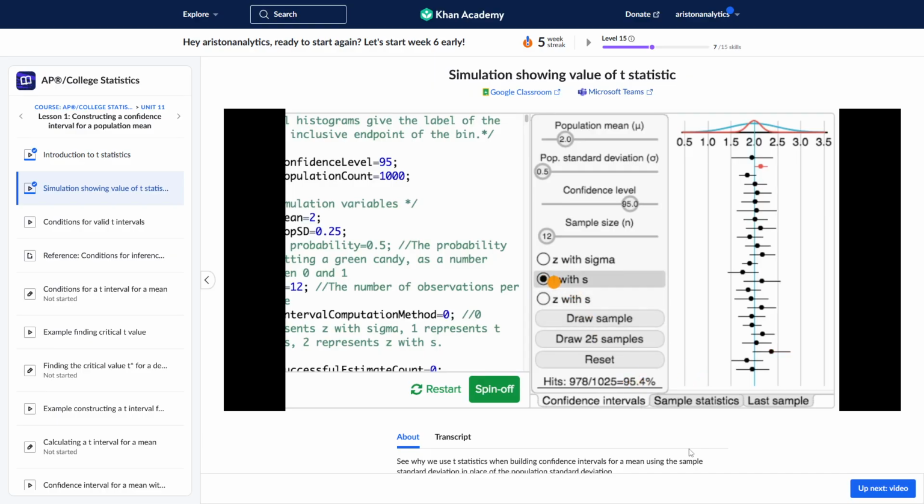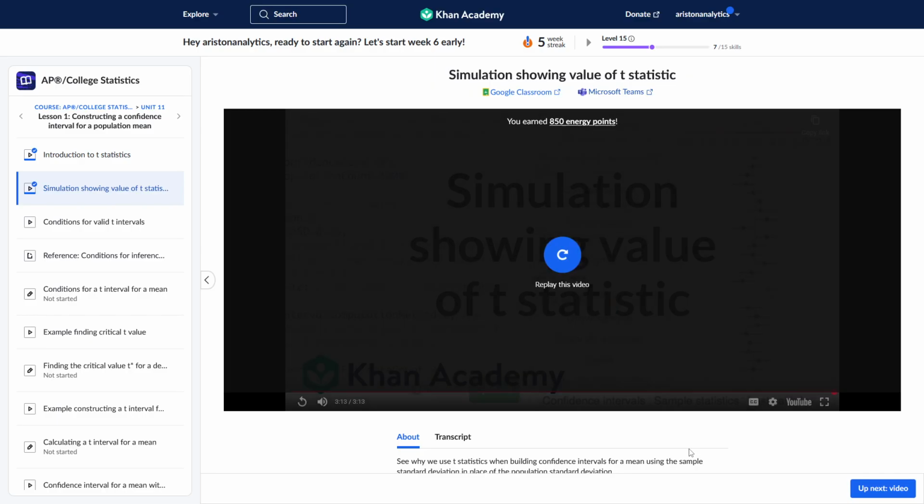And this is neat because with a t table and something that we can actually get from the sample standard deviation, we're actually able to have a pretty close hit rate to what we would have if we actually knew the population standard deviation. So that's the value of t and t statistics. And we're going to give more and more examples, including using a t table in future videos.